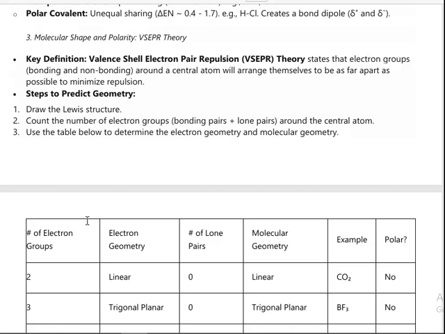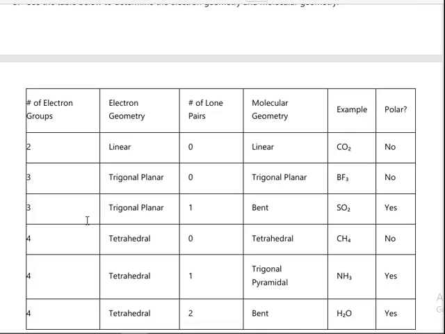Now let's look at this table. Please kindly get acquainted with this table. There you have the electron groups, 2, 3, 4, and the likes. But where I want to come in is where you have the examples. CO2 is linear. BF3 is trigonal planar in shape. SO2 is bent. CH4 is tetrahedral in shape.